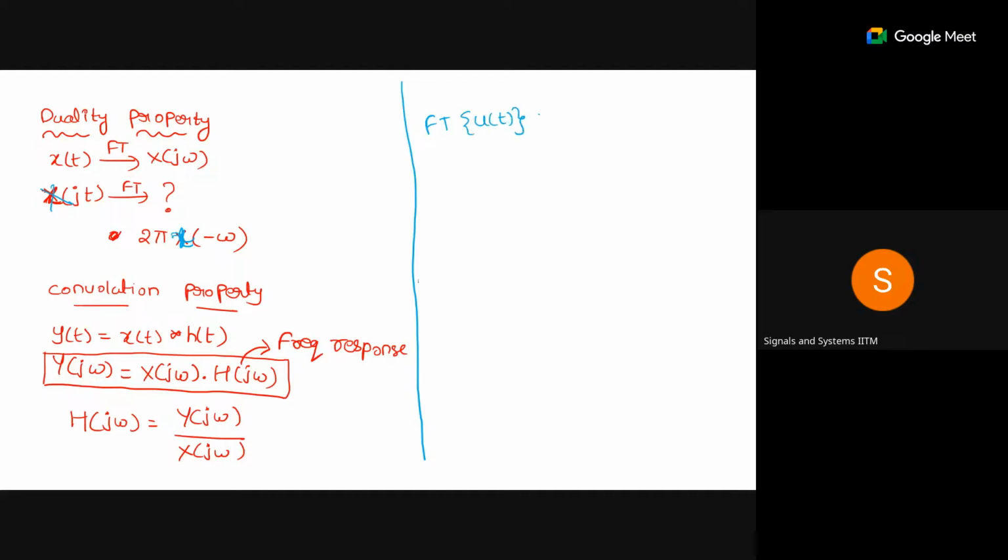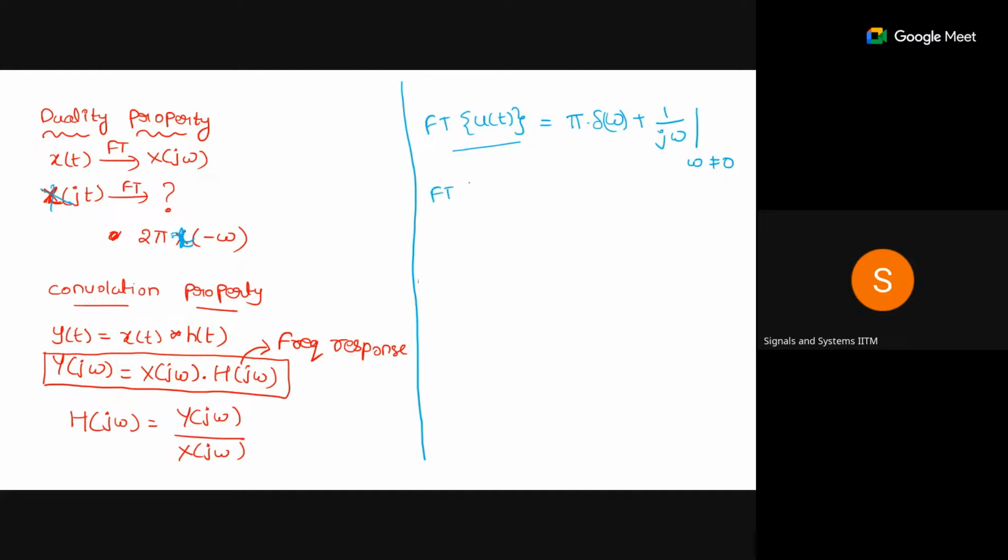Fourier transform of the step signal and constant. Constant we have discussed. Can you tell me what is the formula for the Fourier transform of the unit step? Can anyone? It is pi times delta omega plus 1 by j omega, when omega is not equal to 0. This is the Fourier transform of the step.